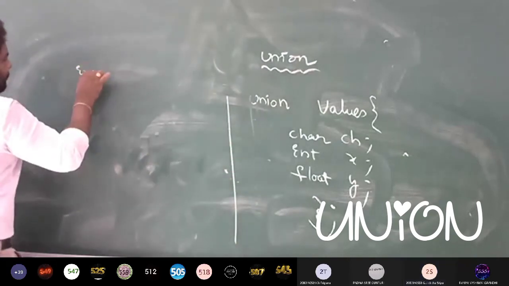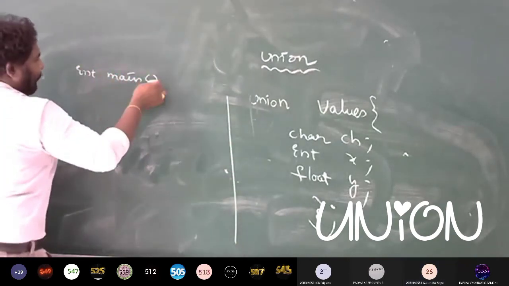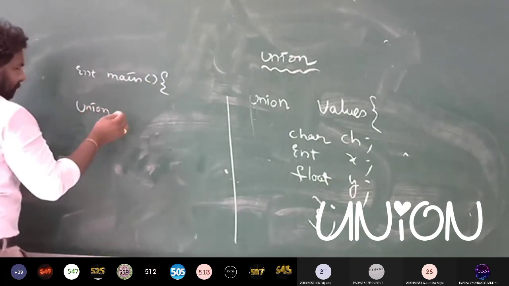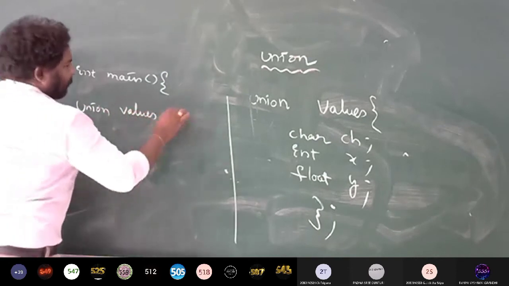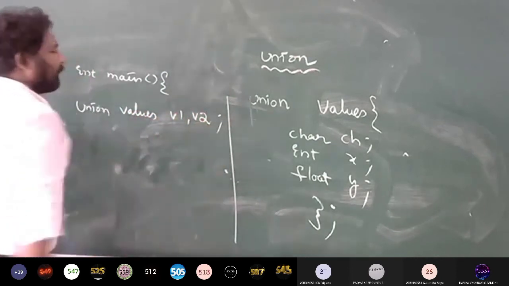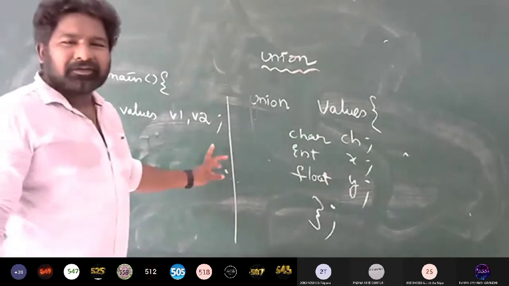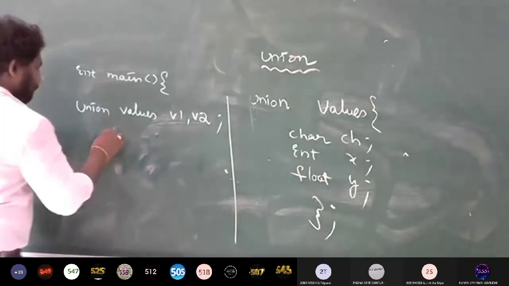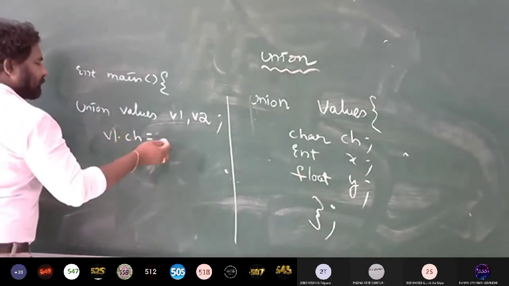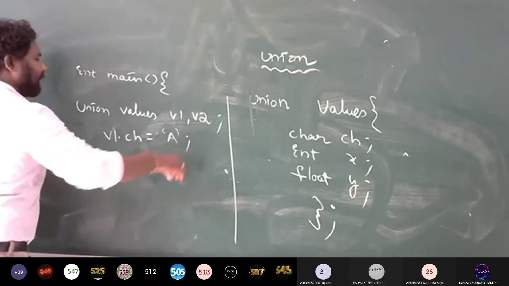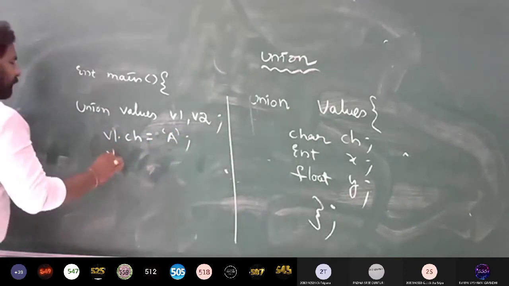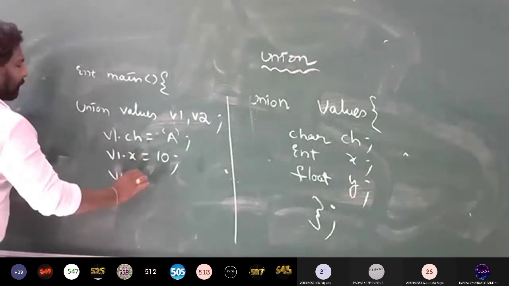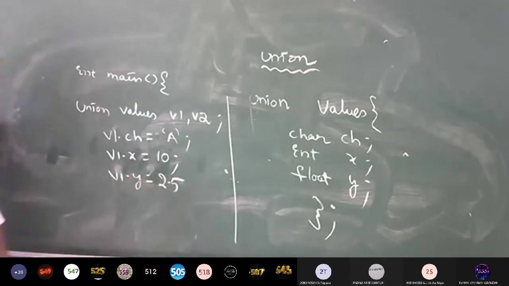If I want to create variables for this, similarly I write int main. Here I write union values v1, v2, right? So v1, v2 are the union variables. But the thing is, if I write v1 dot ch equals to letter A, because that is a character, and I write v1 dot x is 10, and if I write v1 dot y is 2.5, okay?